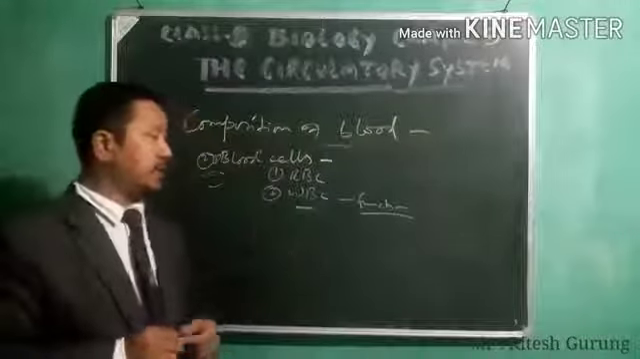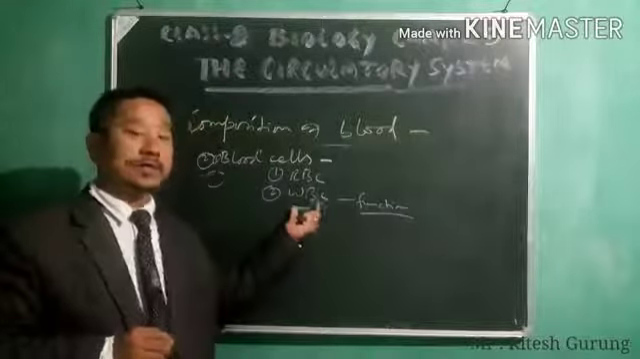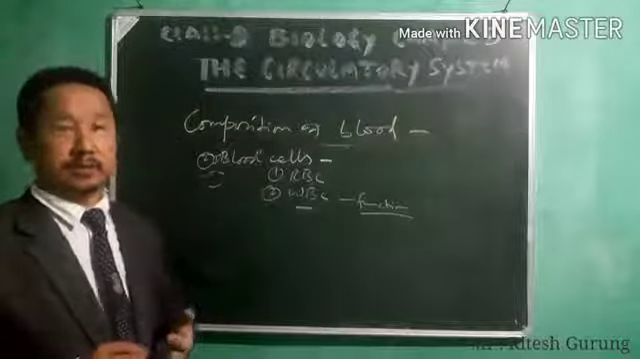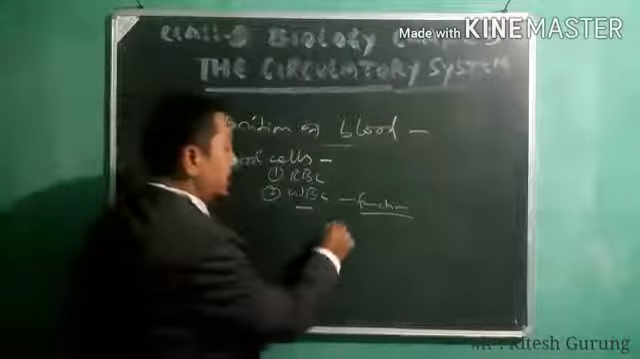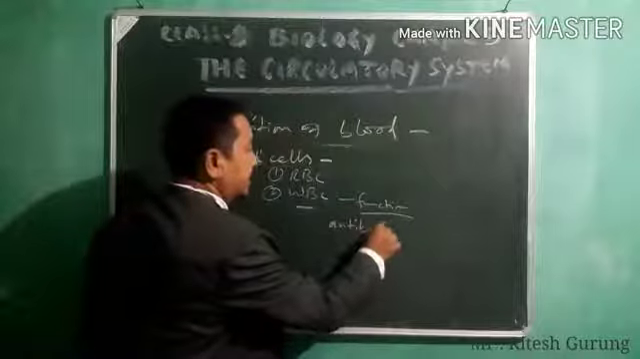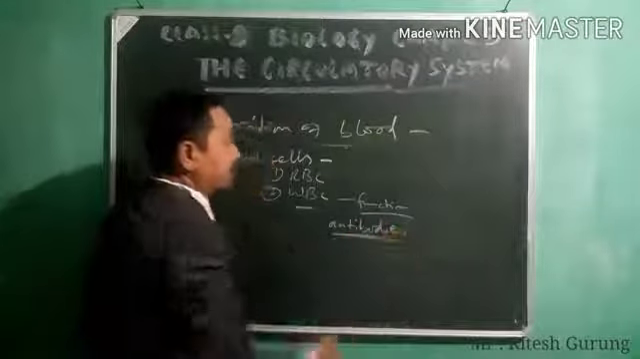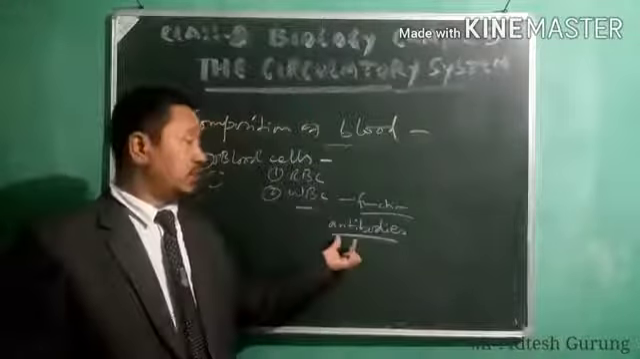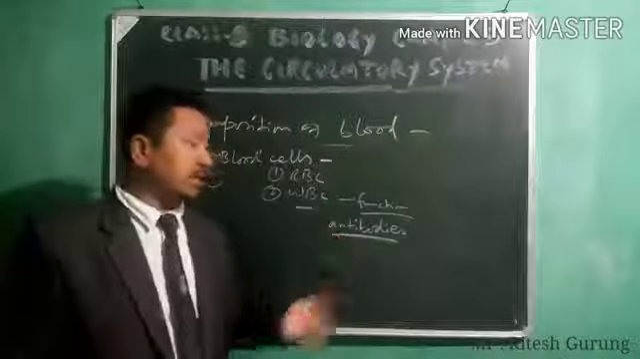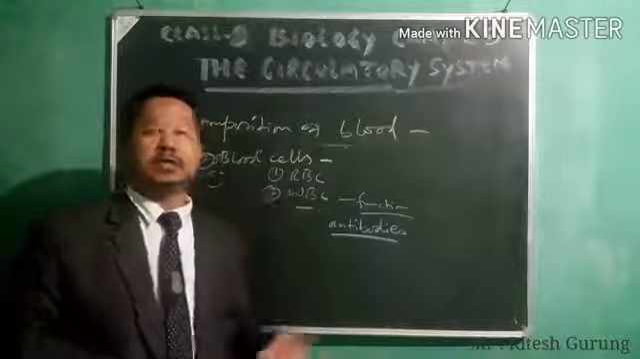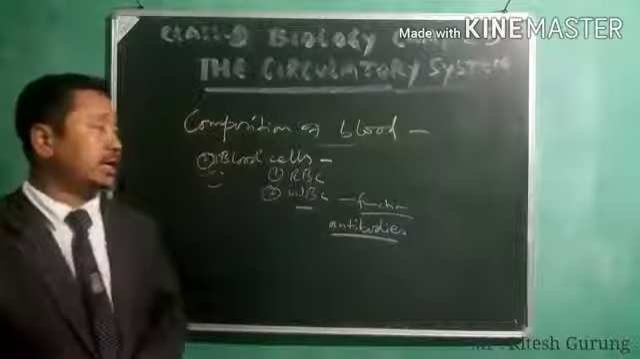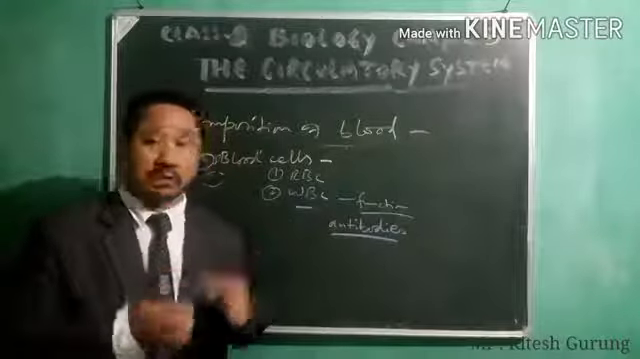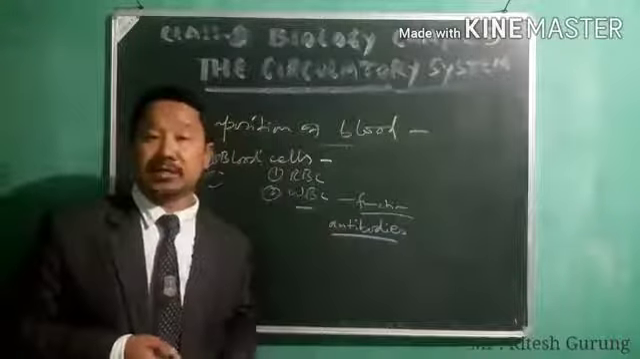Second, the other way is that WBC produces a kind of chemicals which are called antibodies. The WBCs produce antibodies, and these antibodies kill the germs. So this is how it is related with our immunity. It improves our immunity. So it fights against the germs.